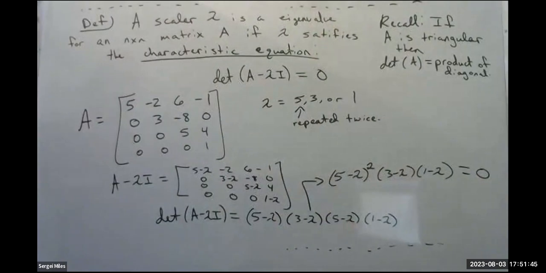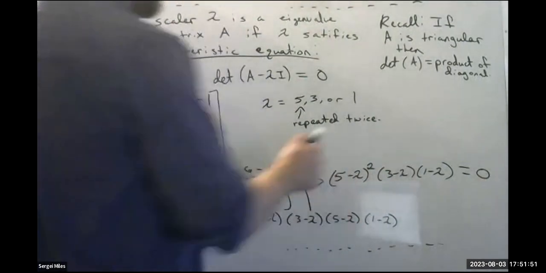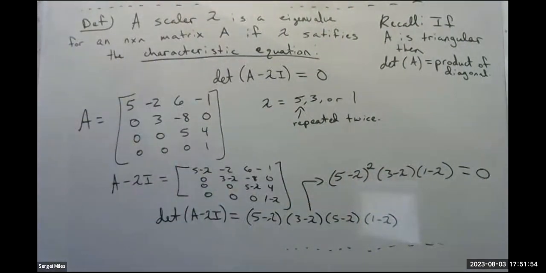This is when you plug in something and you get a 0 for your polynomial. The root for 5 appears twice in the polynomial. It has multiplicity of 2. Why do we care about multiplicity?